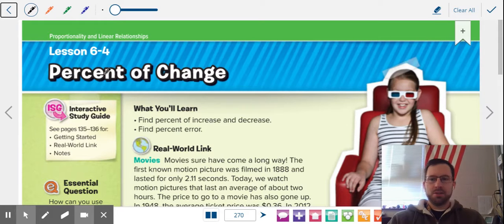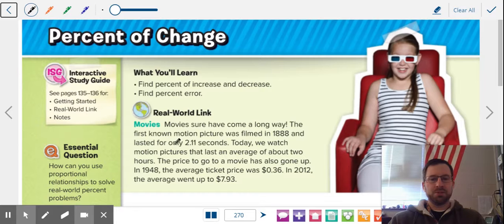We are on to lesson 7.4, which is percent of change. So, without further delay, some interesting information here.